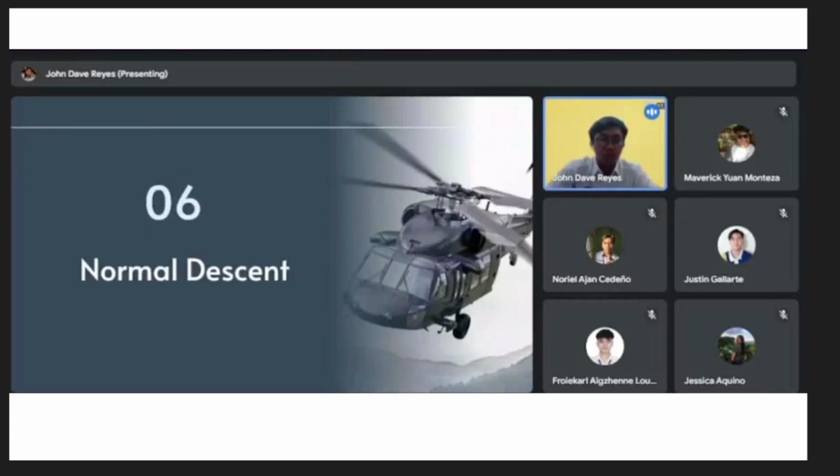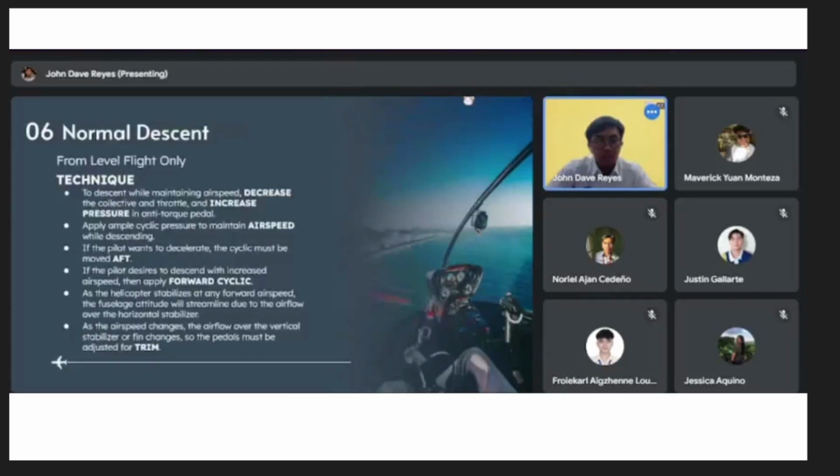So next topic is the normal descent. Normal descent is a type of maneuver of the helicopter from level flight to a desired altitude where the pilot controls the rate of descent of the helicopter. So for the technique of this maneuver, the first scenario is to descend while maintaining airspeed.